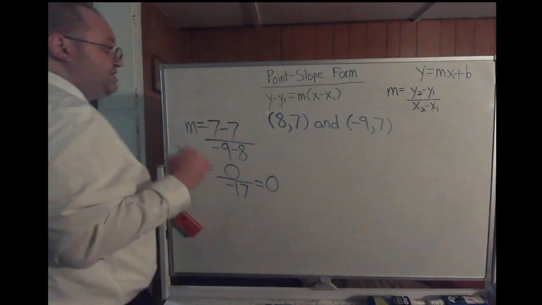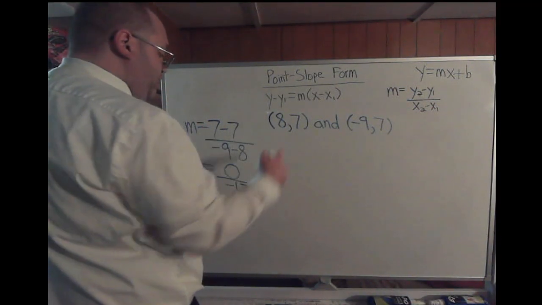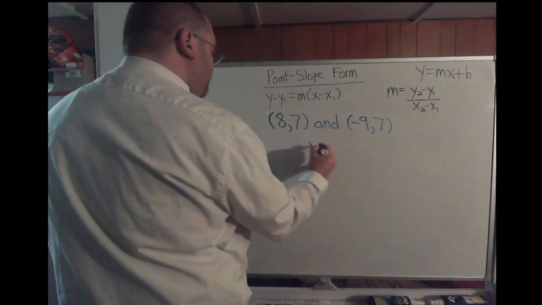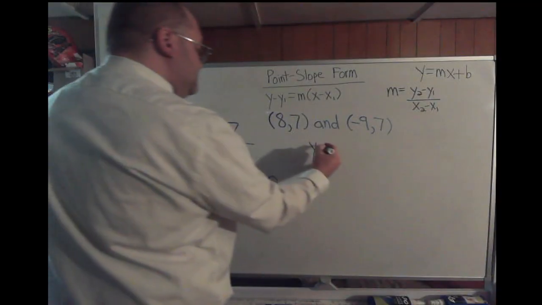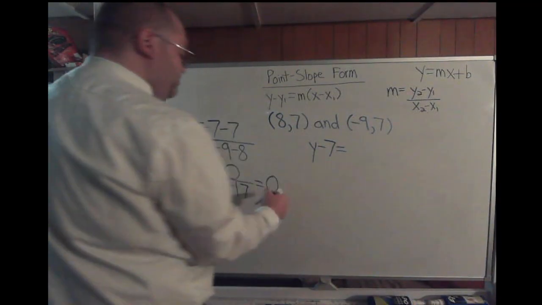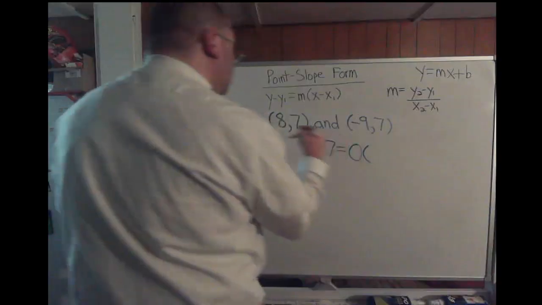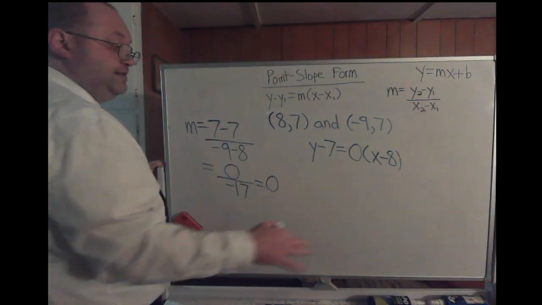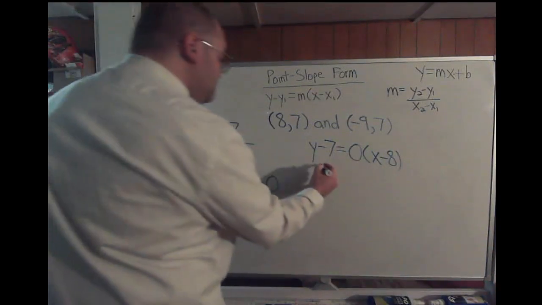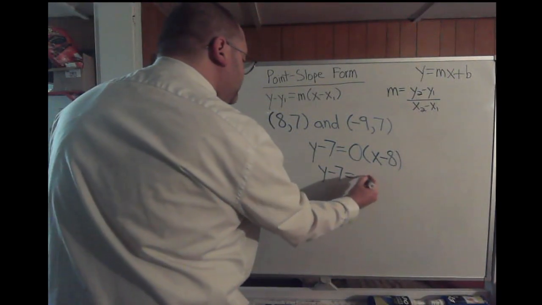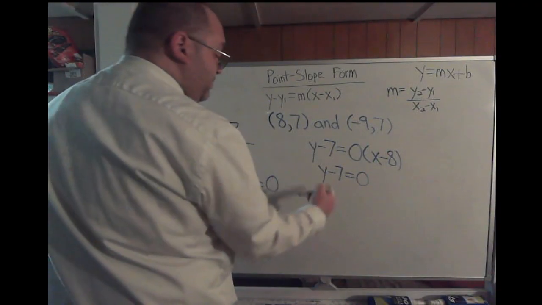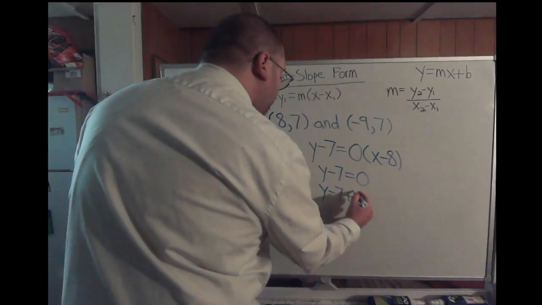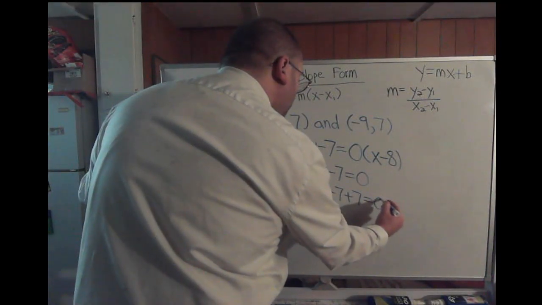So in point slope form, pick which point you want to be your y1 and x1. I'm going to say 8, 7. We'll have y minus 7 is equal to that slope of 0 times x minus 8. Well, the right side, 0 times any number is 0. So you're left with y minus 7 equals 0. We want to get y by itself, so you got to add 7 to both sides. So you have y minus 7 plus 7 equals 0 plus 7.